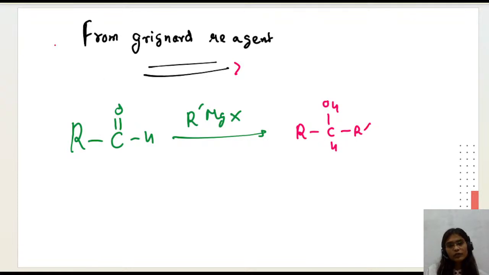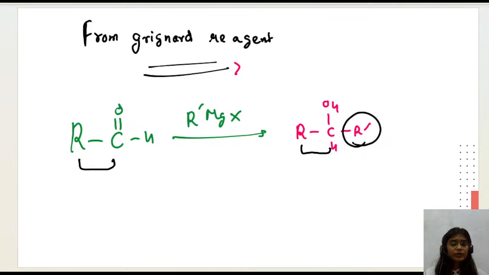If you count the number of carbons in this reaction, only R and C are there, but now along with R and C, the extra R has to be there. So if you want to increase the number of carbons in alcohol, we are going to follow this Grignard reagent reaction. This is how we use a Grignard reagent simply.